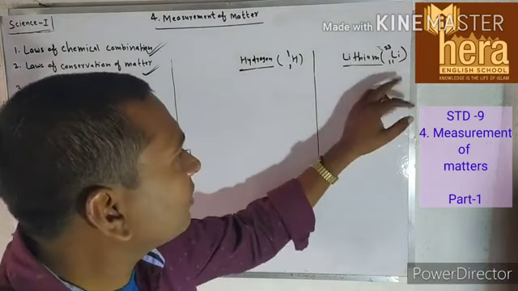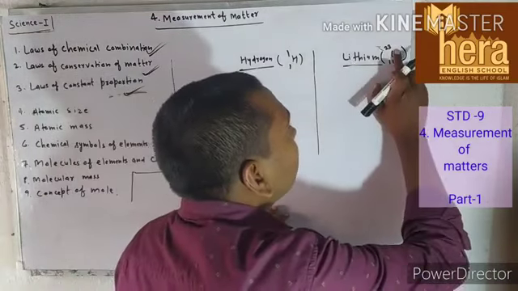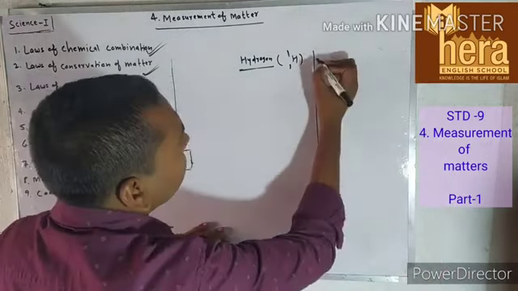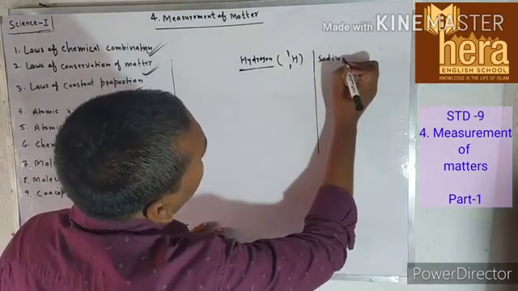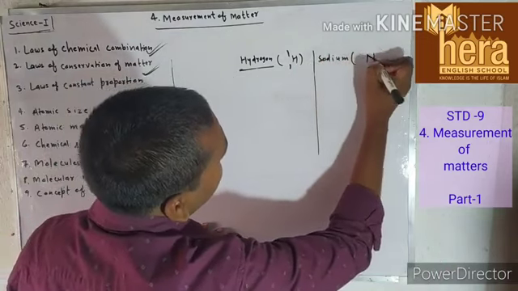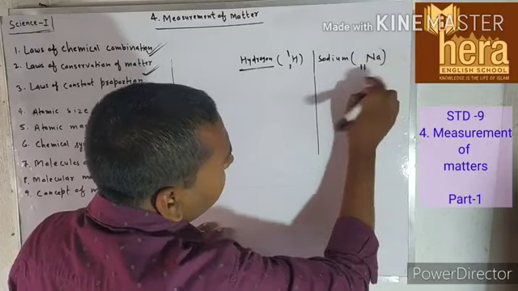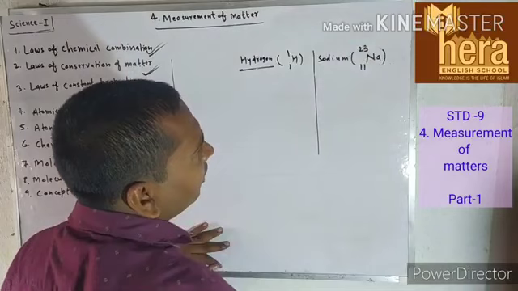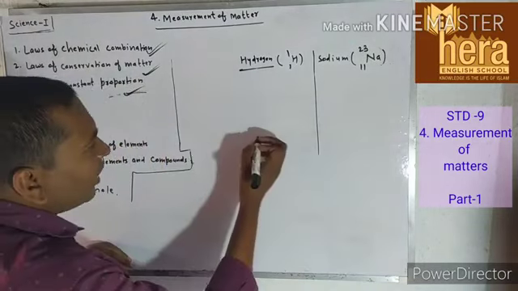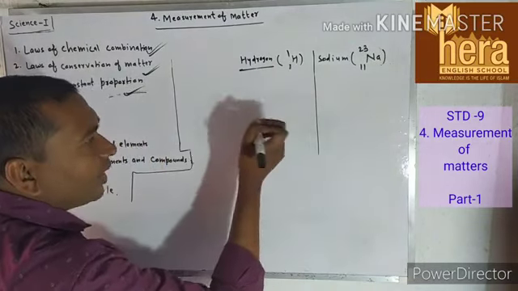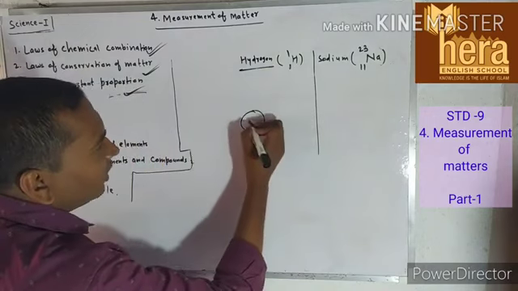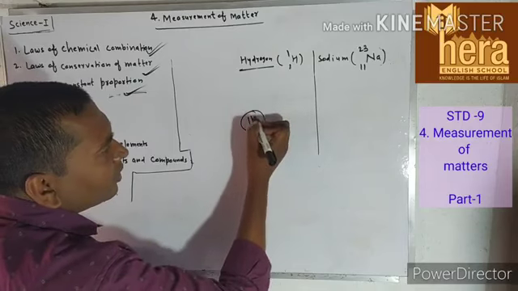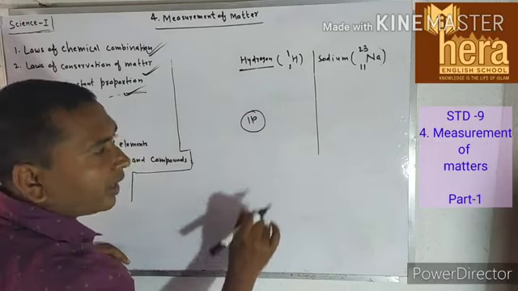Sodium, not lithium, symbol Na. This one represents the atomic number and 23 here represents the atomic mass number. So in the case of hydrogen, the atomic number is 1. It means there is only one proton. Always remember, in the case of hydrogen, there are no neutrons in the nucleus.